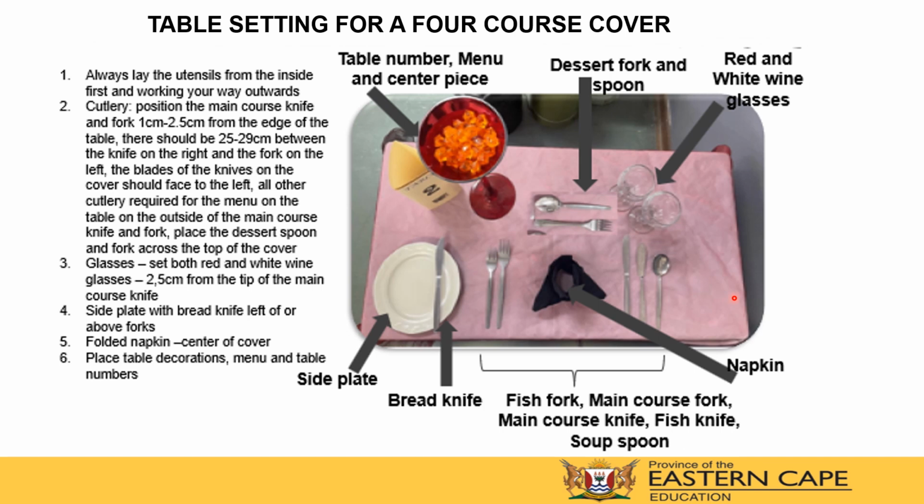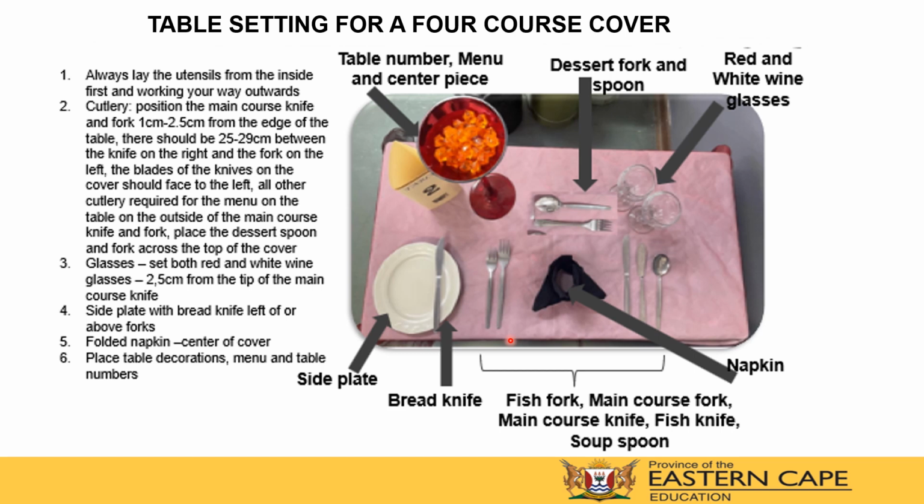In terms of the cutlery, you must position the main course knife and fork 1 centimeter to 2.5 centimeters from the edge of the table. I'm going to put my pointer so I can show you. So the distance from the edge of the table must be between 1 centimeter to 2.5 centimeters.